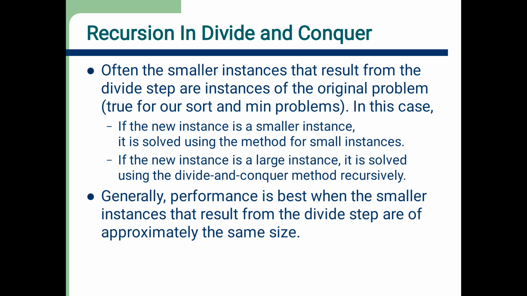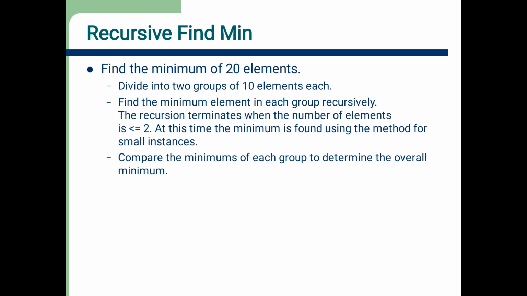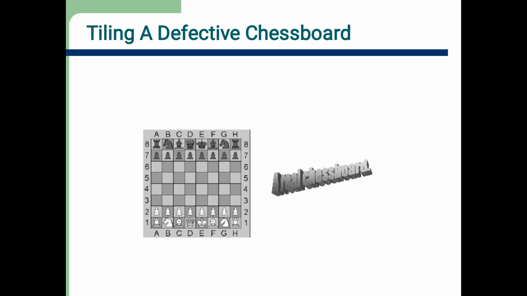A smaller instance, that is, the result from the divide steps, is an instance of the original problem. If the new instance is a small instance, it is solved using the method for small instances. Finally, we use the divide and conquer recursive method and solve the smaller instances for the given elements. And this is the defective chessboard problem.